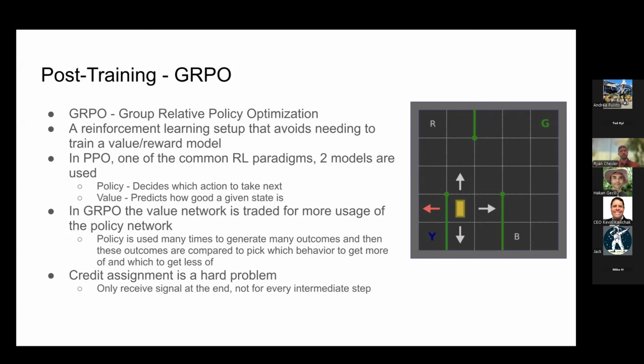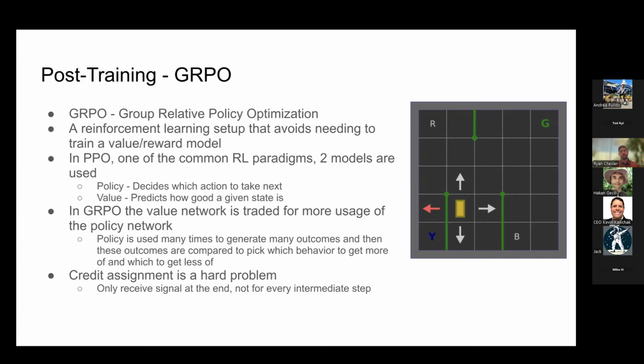And so the difference between PPO and GRPO is that GRPO sacrifices that value network in place of just doing more sampling of the policy network. So the value network is telling you how good all of these individual spaces are. But the GRPO, what it's actually doing is it's saying, okay, make many different samplings of this output and then compare them to each other. Which ones are getting good results, which ones are getting bad results, and try and push it towards the better results and away from the bad results.